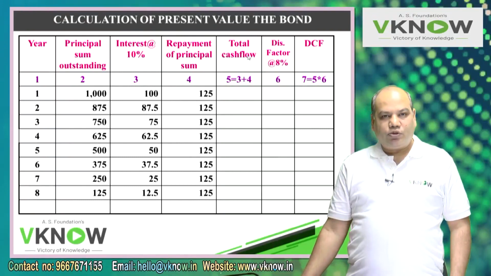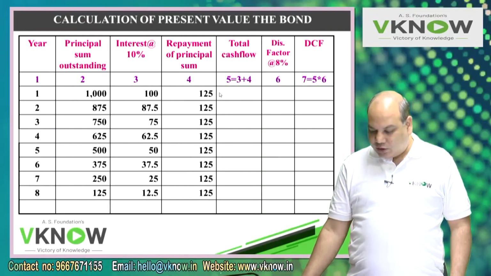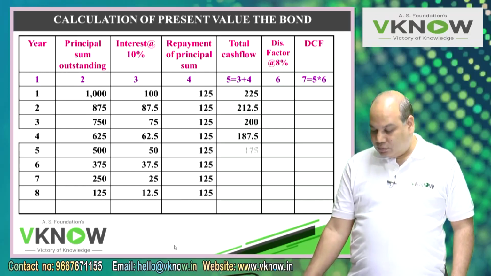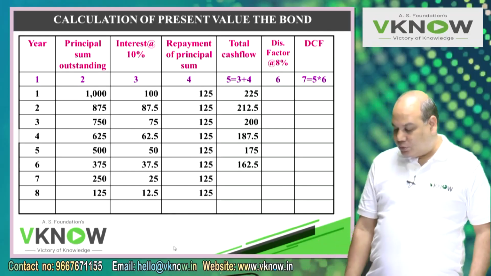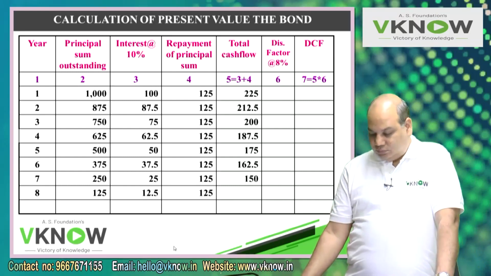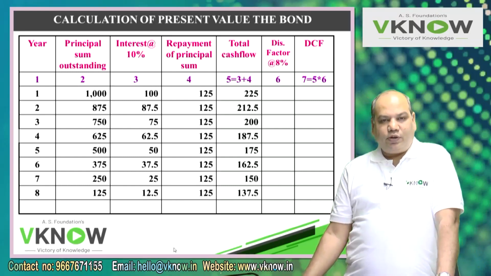And then total cash flow. Just add these two numbers. 225, 212.5, 200, 187.5, 175, 162.5, 150, 137.5.